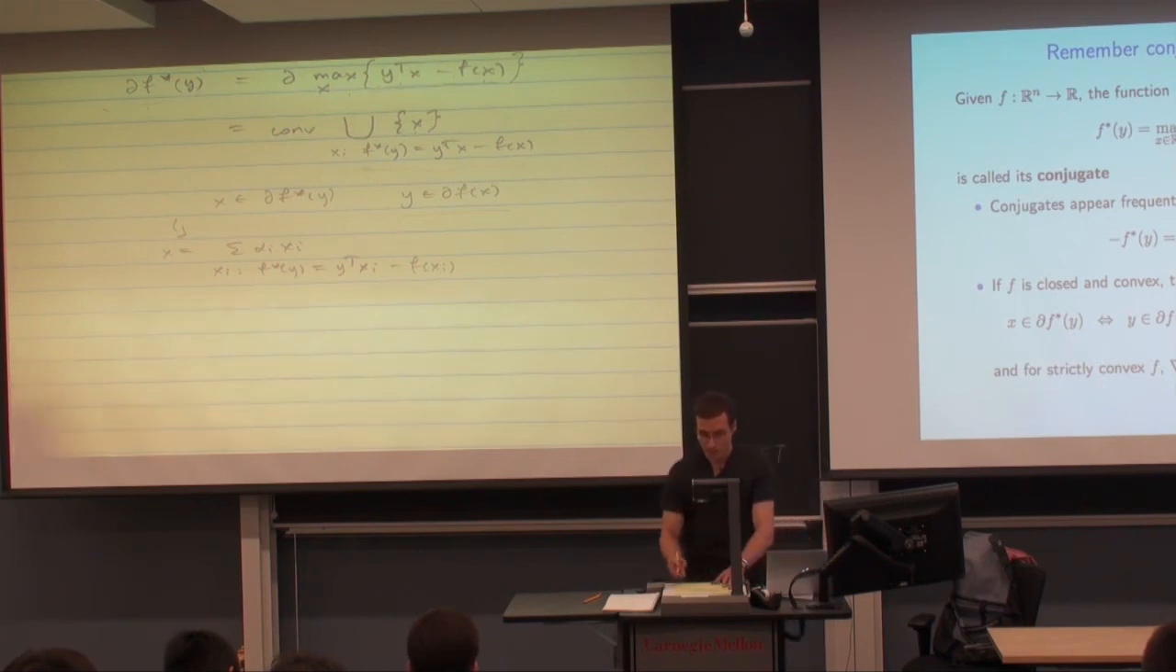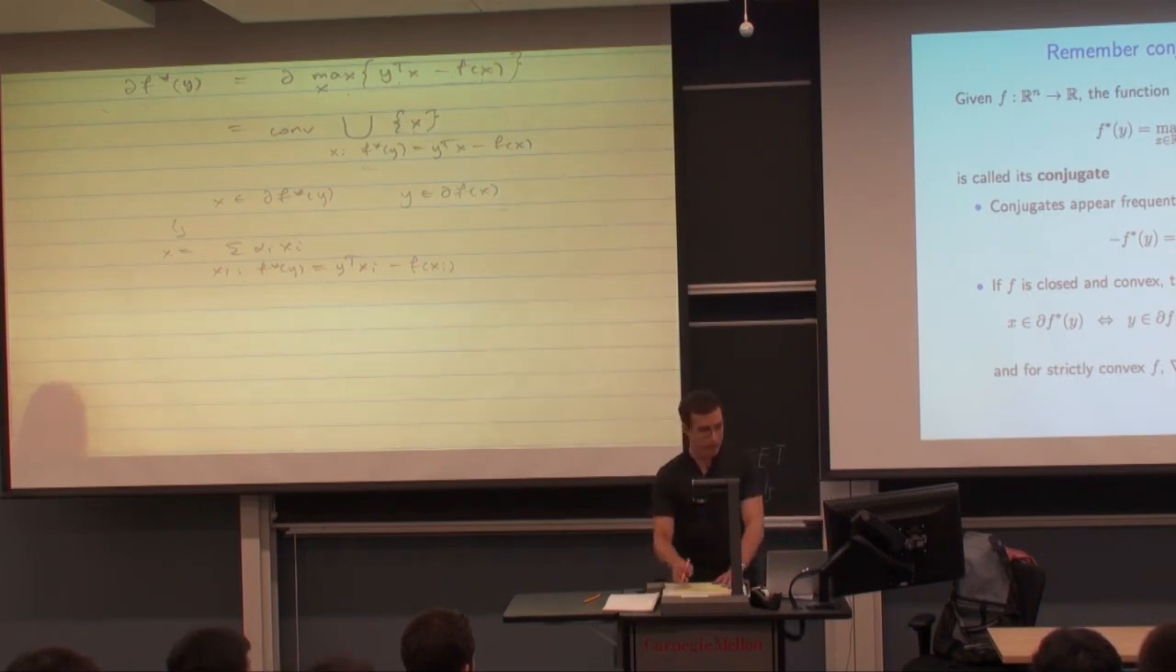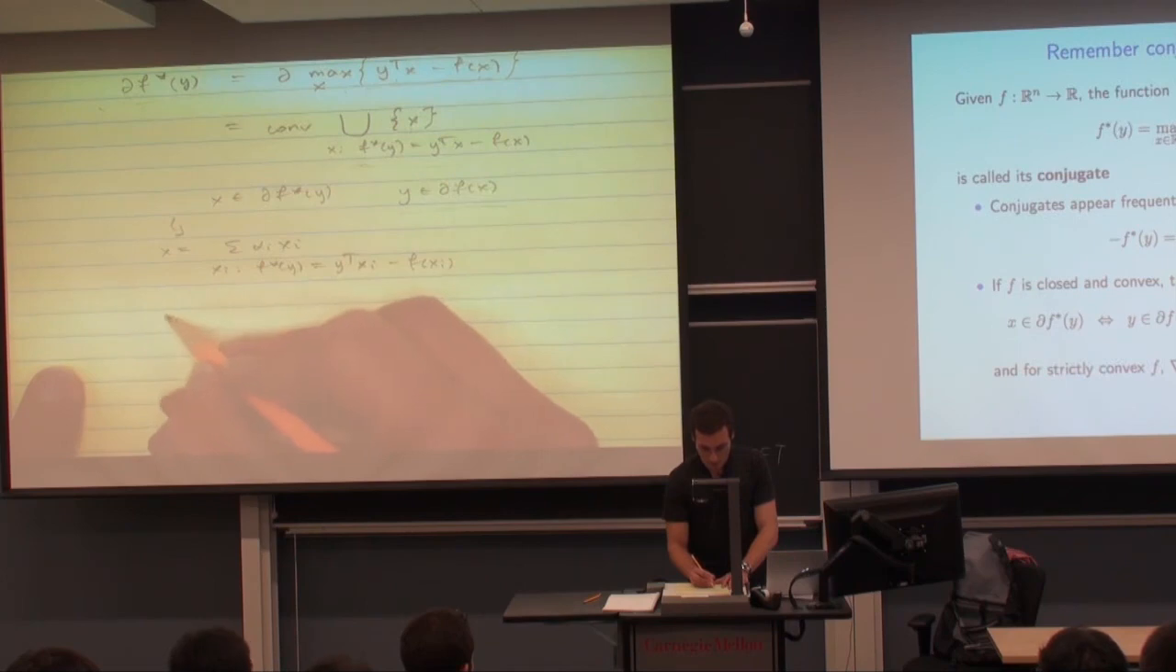And it looks nice for strictly convex f, because if f is strictly convex, then, for example, this problem here has a unique minimizer. Right, so I can actually write x equals the argmin, because there's only one. And in that case, I'm telling you also that there's only one element of the subdifferential of f star, which means that f star, the conjugate, is differentiable. Right? If there's only one element of its subdifferential, that element must be its gradient. So we arrive at this conclusion.